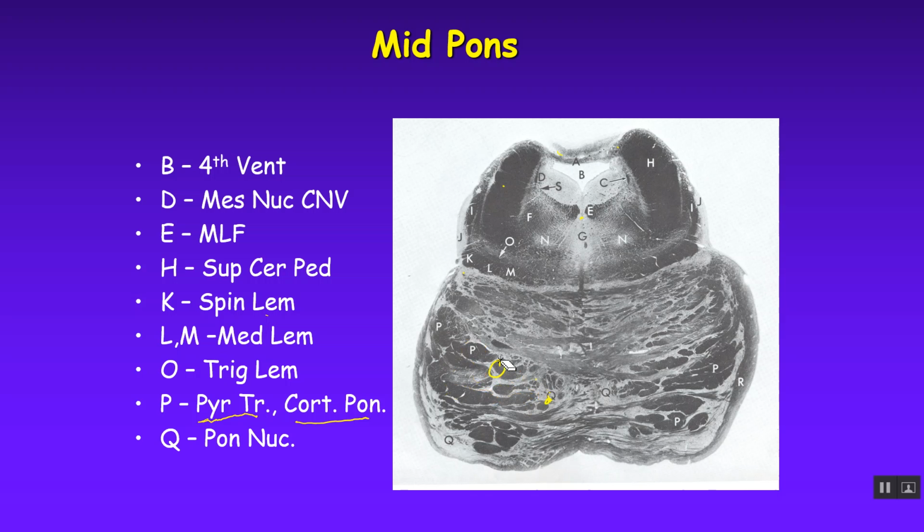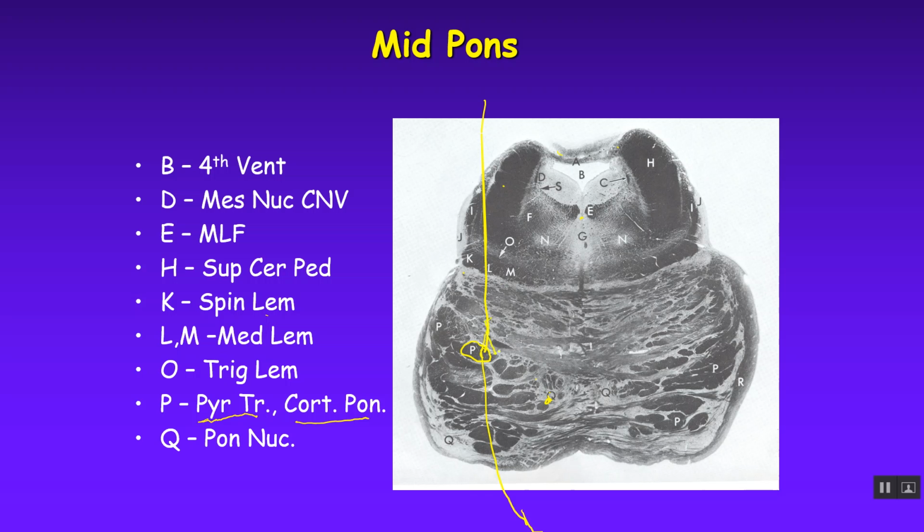And so if you have tracts coming down, so this is a tract coming down through here, some of these will go all the way down into your pyramids and then cross over to the other side, the decussation of the pyramids, as your corticospinal tracts.